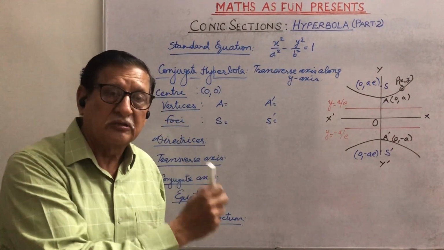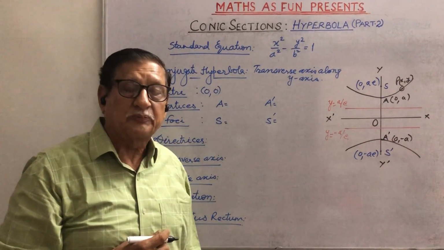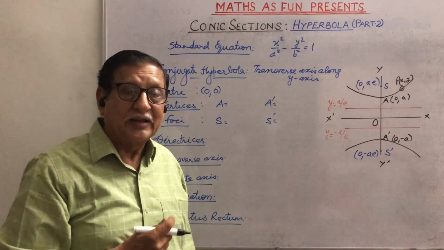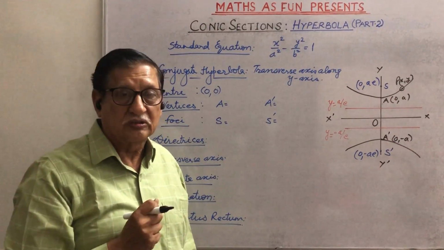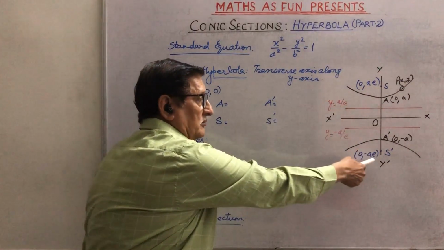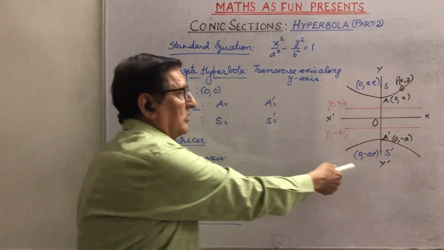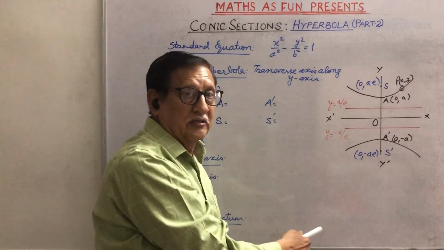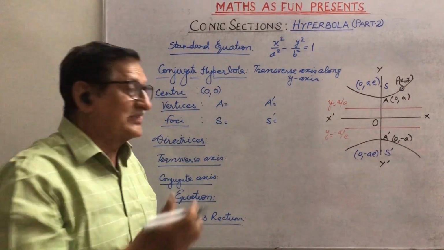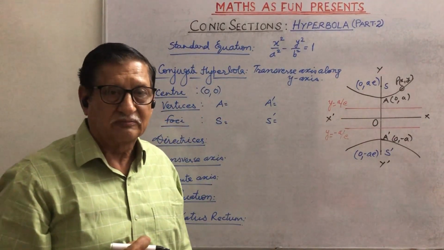As we have seen, the standard equation of the hyperbola is x square upon a square minus y square upon b square is equal to 1, in which the center was at the origin and the transverse axis was along the x-axis. Here in this conjugate hyperbola, we find that the transverse axis is along the y-axis and the conjugate axis will be along the x-axis. The center here also is the origin. Why? Because we are finding the standard equation.